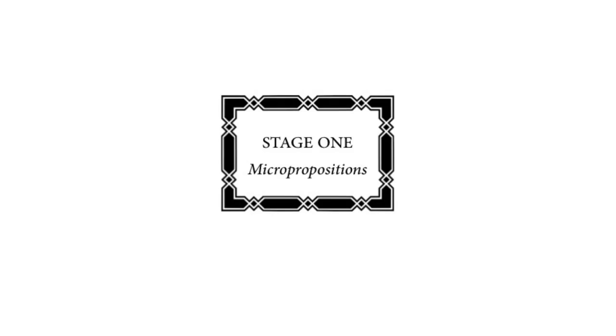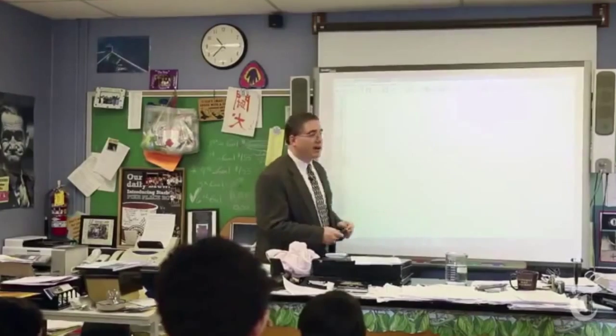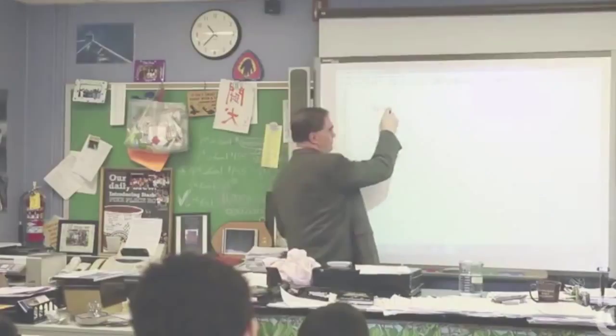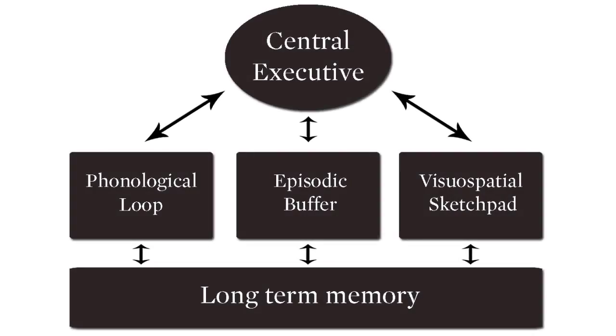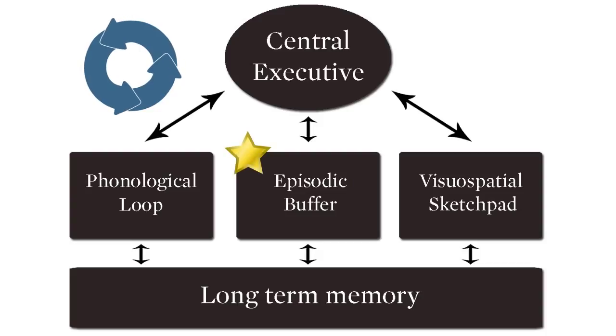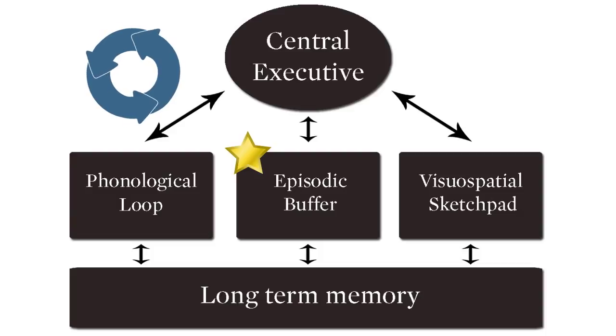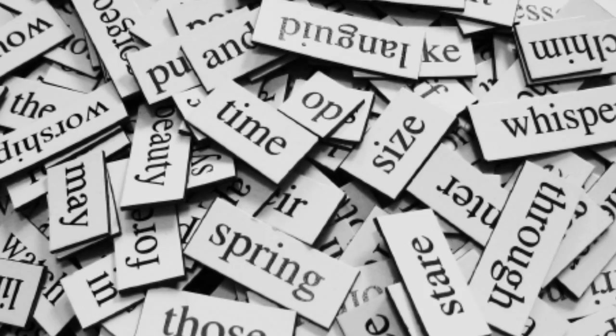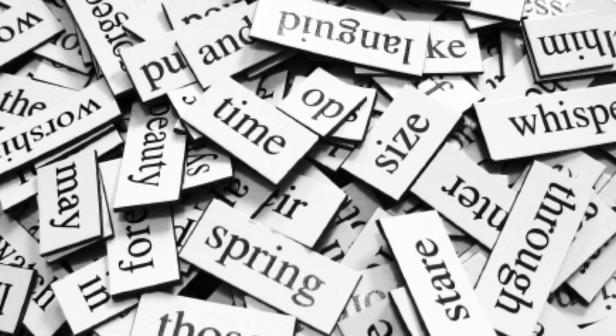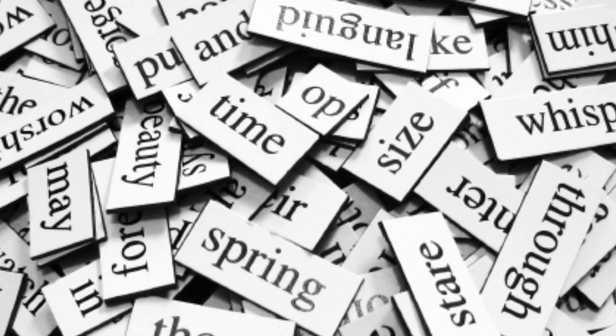Stage 1. Micro-propositions. For the first stage in this process of discourse comprehension, the discourse is brought into the model and processed in multiple cycles. For each cycle, given that the short-term memory, or that is the buffer, is limited, the sentences are brought into the system one at a time. As each sentence is brought into the system, they are parsed into individual propositions, which are single unit ideas. Propositions can be represented as several word pairs, or they can be reduced down to a single word.